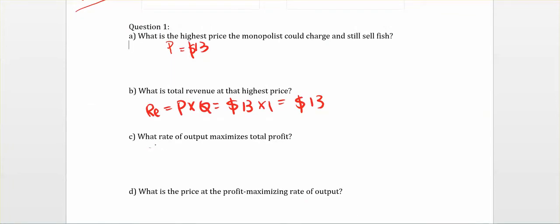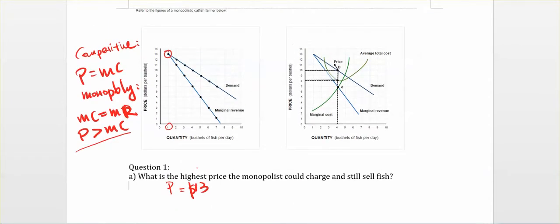The next question: what rate of output maximizes the total profit? If we want to maximize total profit, as I just mentioned, the profit maximization rule is marginal cost equal to marginal revenue. So where can we find it? In order to find this equality, we need to look at the second diagram. In the second diagram, we can find the different costs combined with the demand and the marginal revenue curve. As I mentioned, marginal cost equal to marginal revenue will give us the profit maximizing quantity and price.